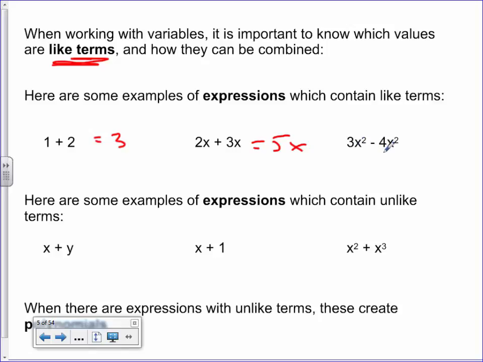Can you do 3 minus 4? Sure. I don't know what x happens to be, but 3 minus 4 is -1. Those are considered like terms. You can add them together.